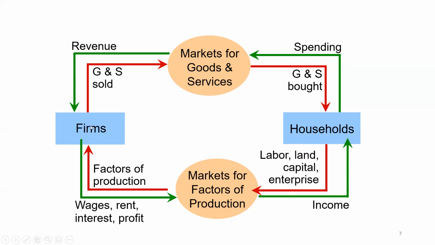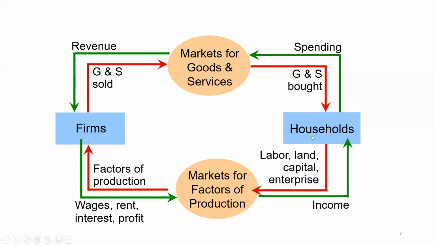And with the revenue that they've generated by selling goods and services, firms can then use this revenue to pay for the factors of production, which will be wages, rent, interest, and profit, which then go back to the households as income. And when the households get income, they can then spend in the market for goods and services. They can then buy goods and services, which will then become revenue for firms, who can then in turn buy factors of production: wages, rent, interest.